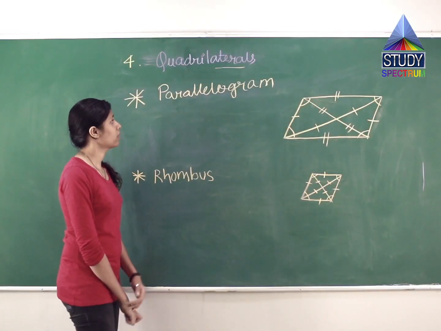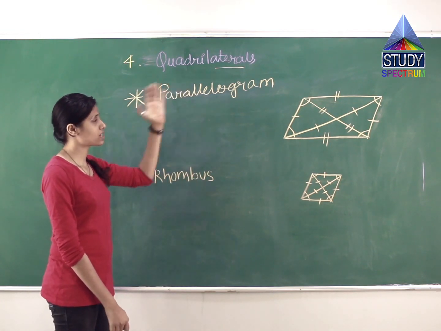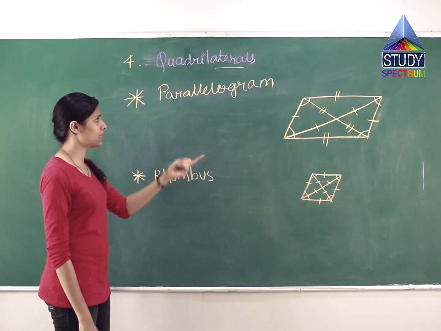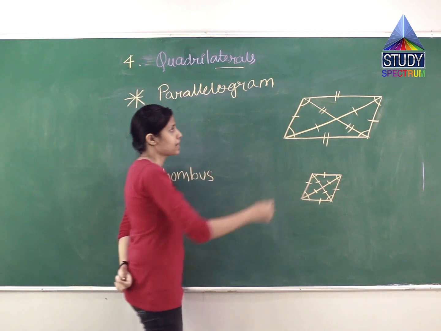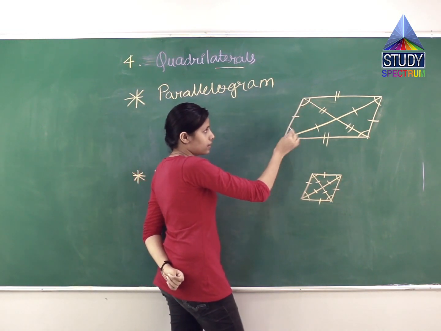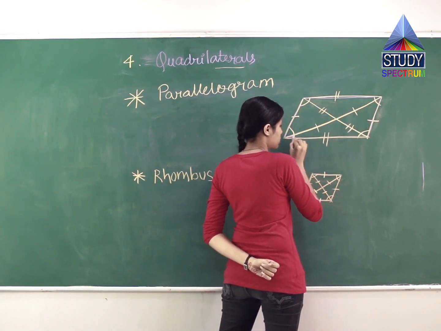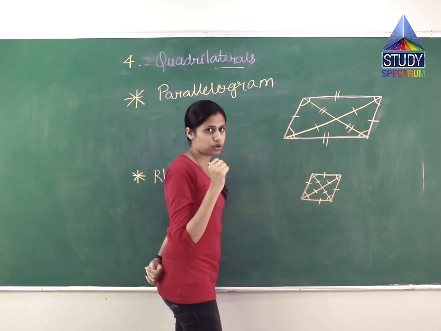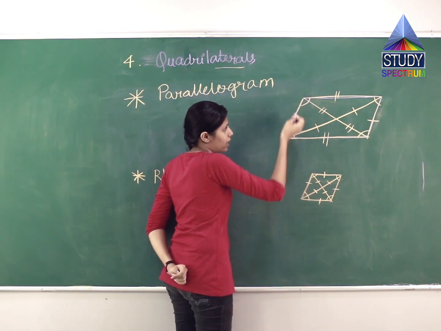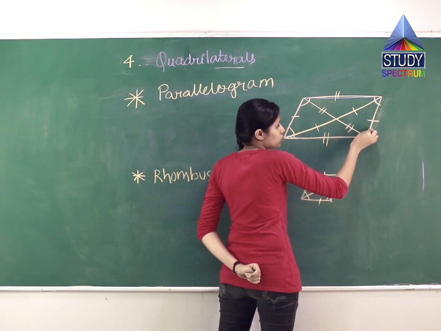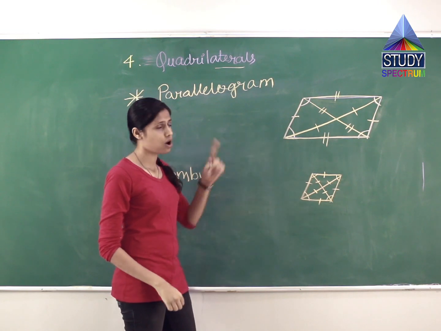Let us start our chapter with the parallelogram. As we have already understood, a quadrilateral has four sides. Similarly, the parallelogram is also a quadrilateral. So what? It has four sides. Look over here. This is 1, this is 2, this is 3, and this is 4. So it has four sides. It should have four angles also. Look over here. It has one angle, 2, 3, and 4. So it has 4 sides and 4 angles. So it is a quadrilateral.